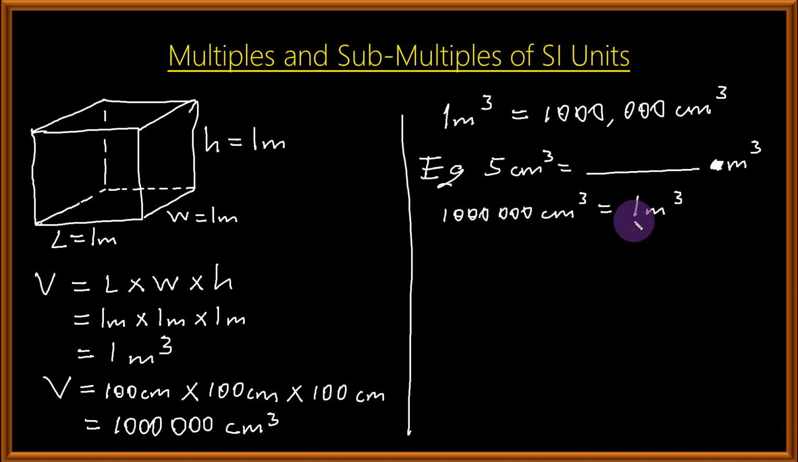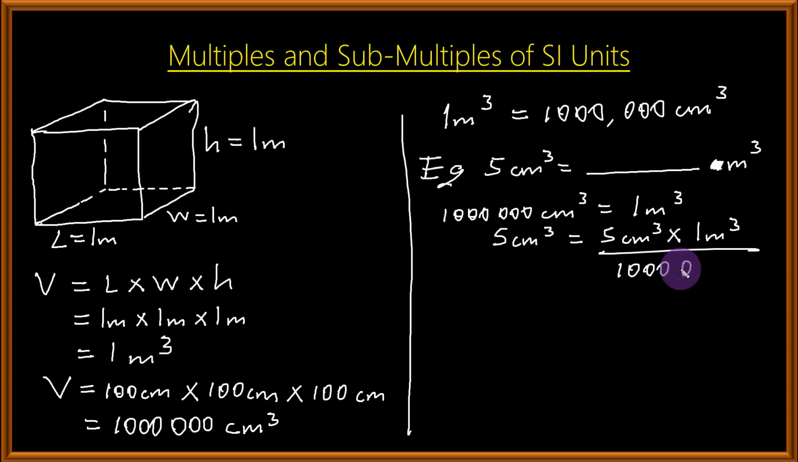This is 1 million centimeters cubed, and I want to convert 5 centimeters cubed into meters cubed. You can see my cross multiplication goes to the right because this is where my unknown is. This is where my question mark is. So instead of writing the question mark, I'm going to say 5 centimeters cubed times 1 meter cubed. All this I'm going to divide by 1 million centimeters cubed.